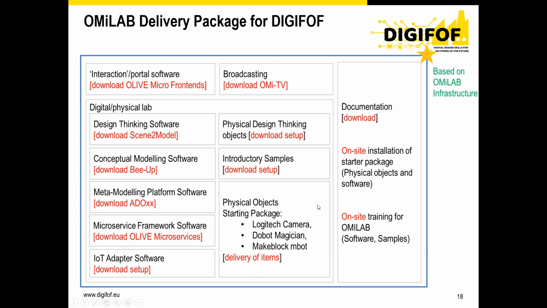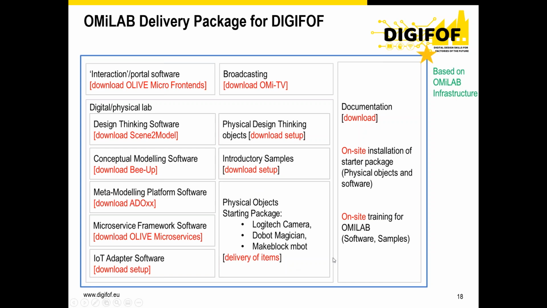So we have the physical elements. This is the easiest one to explain. What are the elements that will be provided? This is a Logitech camera, and that's a camera stand in order to have this scene to model environment ready. We have a Dobot Magician. I didn't show a video of this one, but it's an arm that can pick up things and put them in other places, and we have the MBot that is actually operational. So this is a delivery of pre-configured and pre-installed devices.